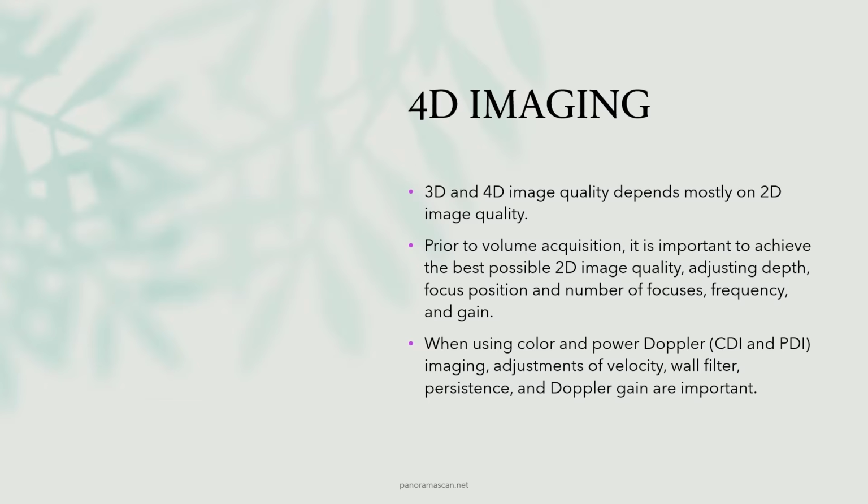Persistence is a feature that can help reduce noise in the image by averaging frames over time, smoothing out the image and providing a clearer picture of the anatomy. Lastly, adjusting the Doppler gain ensures that the strength of the Doppler signal is adequate, which is crucial for visualizing blood flow, heart movements, and other dynamic structures.